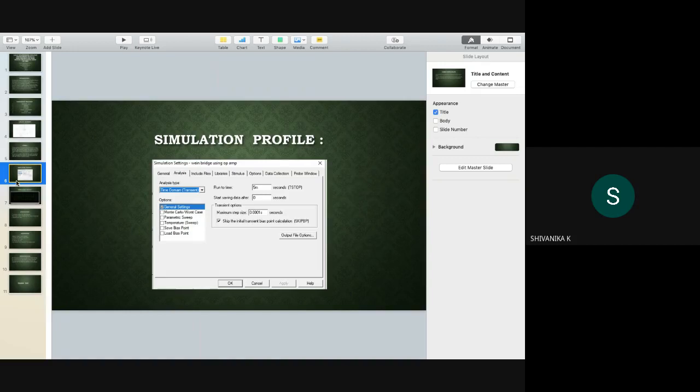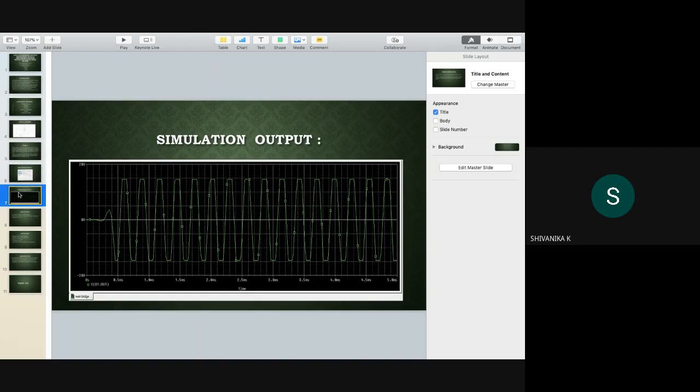Simulation profile: Runtime value 5 milliseconds. Start saving data after 0 seconds. Maximum step size 0.001 milliseconds. Simulation output: we got the output in sine wave form.